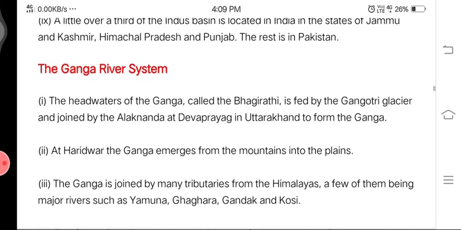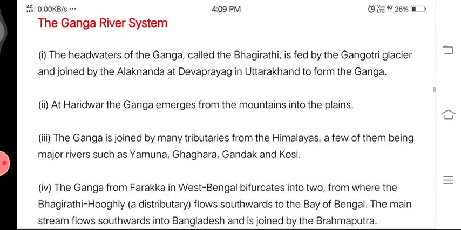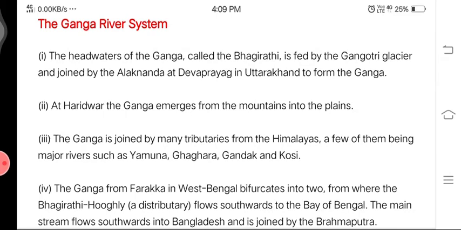Now we talk about the Ganga river system. The headwater of the Ganga is called the Bhagirathi. It is fed by the Gangotri glacier and joined by the Alaknanda at Devaprayag in Uttarakhand to form the Ganga. It means the main water of the Ganga is the Bhagirathi, and the Alaknanda joins it at Devaprayag, which is situated in Uttarakhand, and the Ganga is formed.